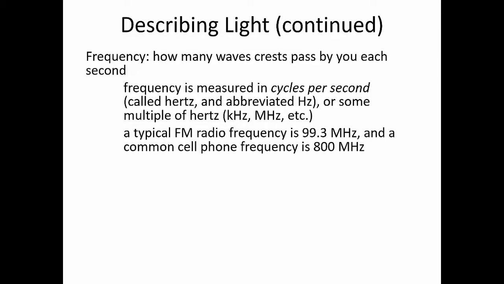A couple of typical frequencies. An FM radio station here in town is 99.3 megahertz. They don't often state the actual unit of the number for the radio station. They'll just say 99.3 or something like that. But FM radio stations are measured in megahertz. So a mega means a million. And a cell phone frequency that's common in the United States is 800 megahertz.